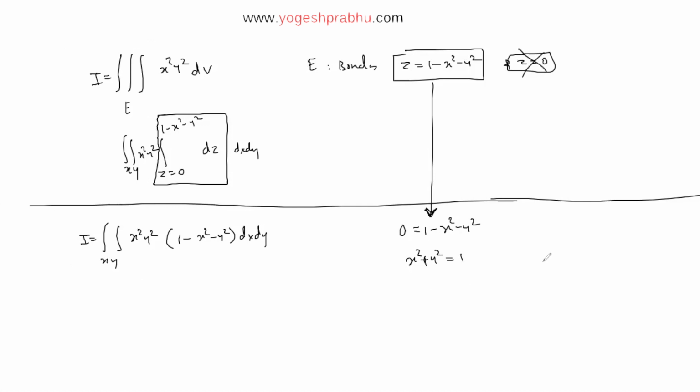What is x square plus y square equal to 1? It is a circle. And now you have only the xy plane. Center is 0, 0, radius is 1. So you will take the strip like this. Yes or no? So in that case, let us see his solution.